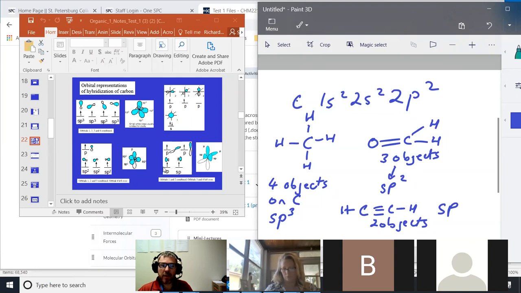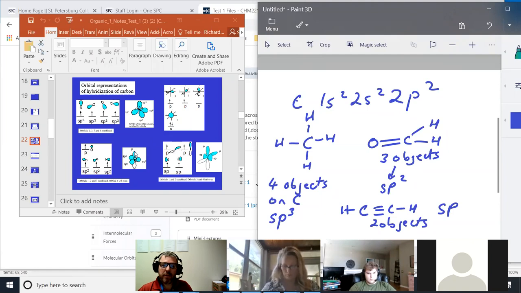So when you combine them together, you'll get, for the sp3s, this tetrahedral shape. For this one here, it's more like a trigonal planar, or really more like a trigonal bipyramidal shape. And then this over here is linear, or even octahedral if you want to look at all the orbitals and everything.